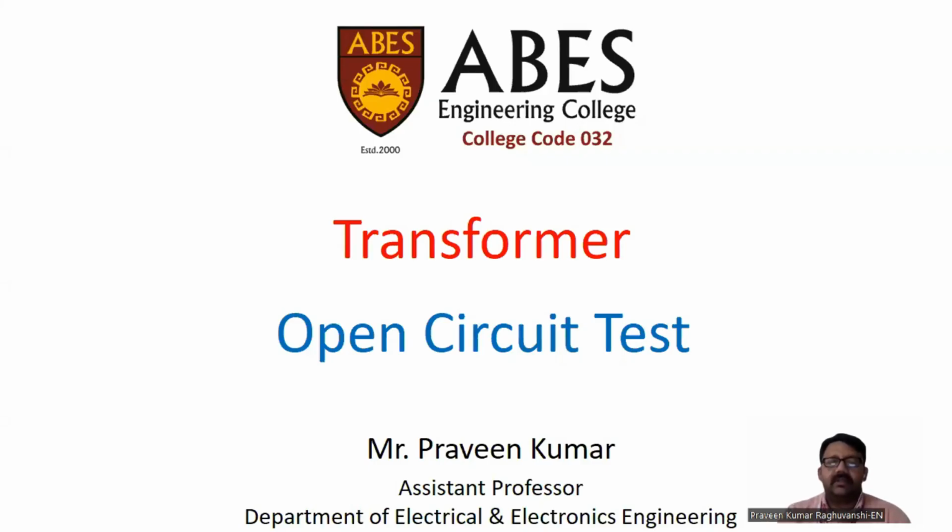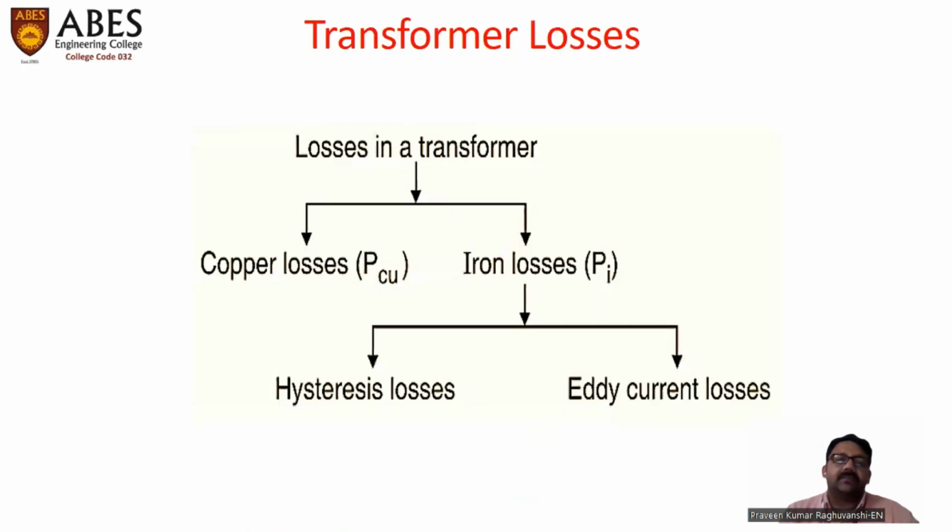Hello students, in this video we are going to discuss the open circuit test. As we all know, transformer losses are of two types: iron losses and copper losses. Iron losses are further divided into two categories, hysteresis loss and eddy current loss. On transformers, we conduct the open circuit test to measure its iron losses.